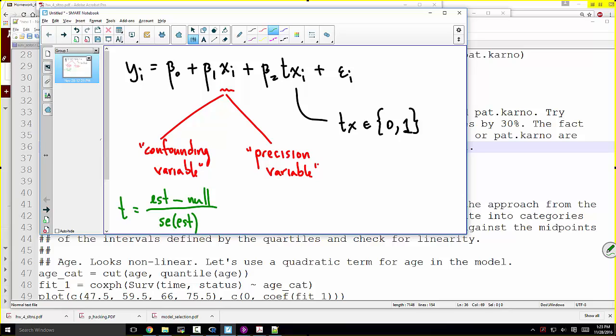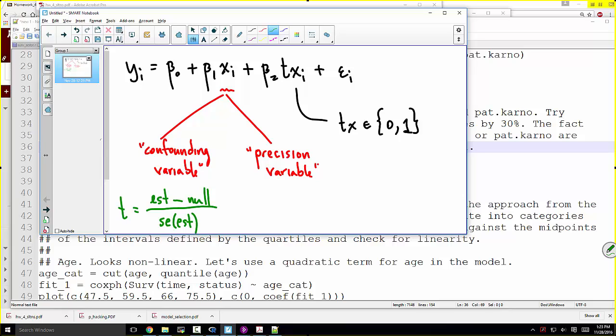In terms of characterizing the variables in your model, think of it in terms of, is this a confounder or is it a precision variable? If it's a confounder, it needs to be in the model. If it's a precision variable, we can make a decision.